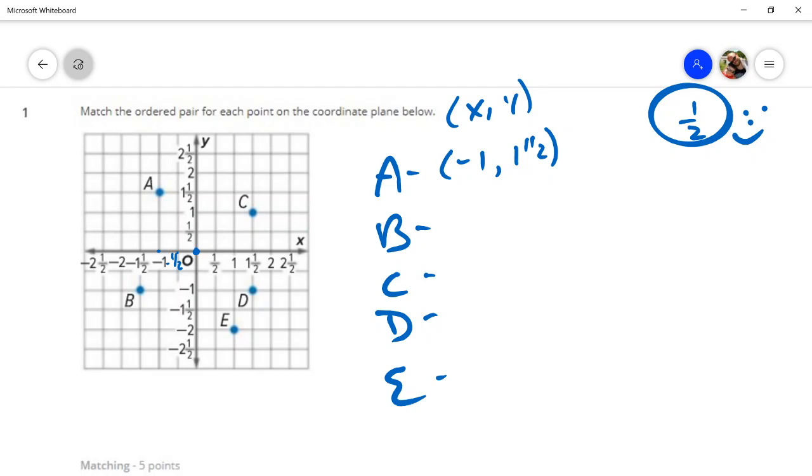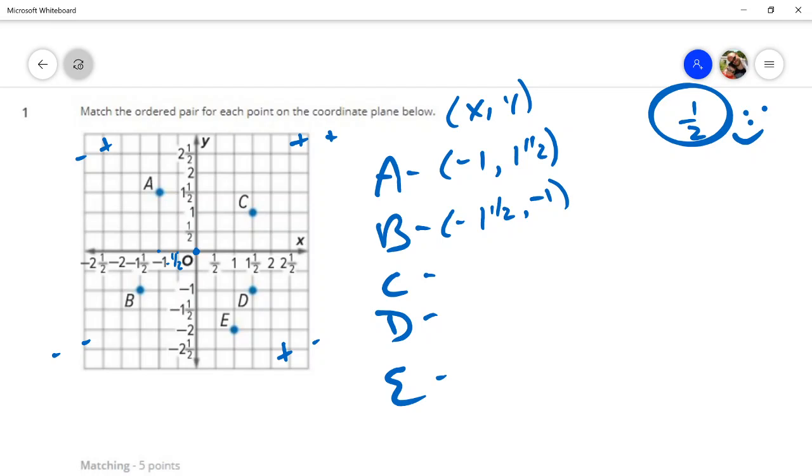Y is still positive. Okay, so remember, it's positive, positive here, negative, positive here, negative, negative here, positive, negative there. B. Okay, let's do the x first. Negative a half, negative 1, negative 1 and a half. So we have negative 1 and a half. The y is also negative: half, 1, negative 1.